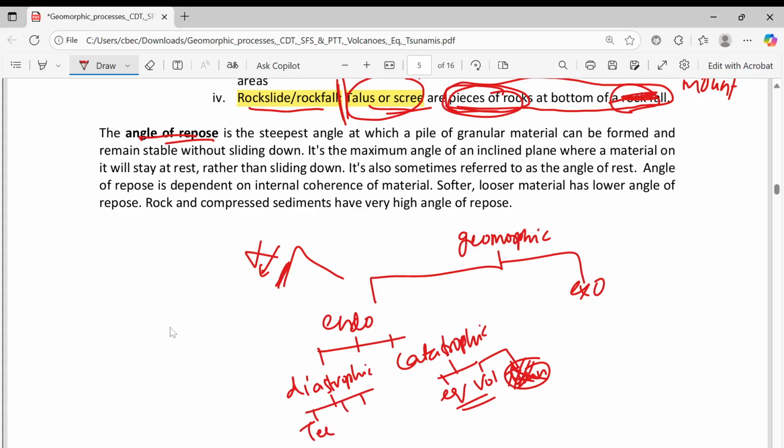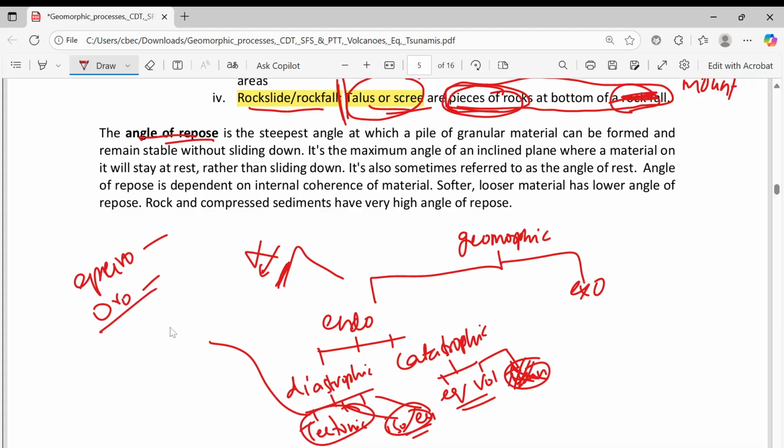Tectonic. Diastrophic means slow, catastrophic means fast. So tectonic, then isostasy, then eustatic. These are not important. You remember this tectonic only. This tectonic again has two: epirogenic and orogenic. Epirogenic means continent building, orogenic means mountain building. Then we studied block mountains versus fold mountains, and we studied examples also.